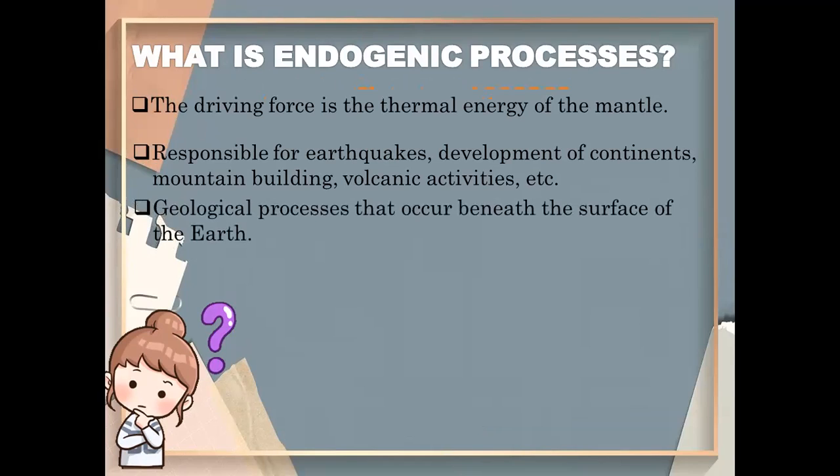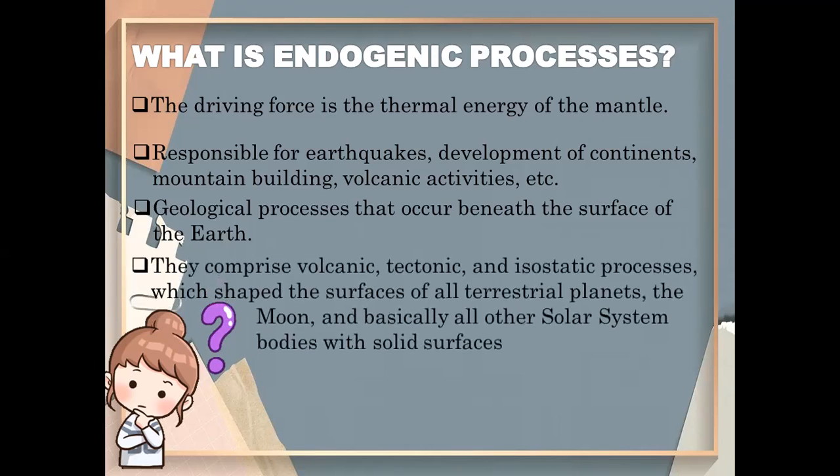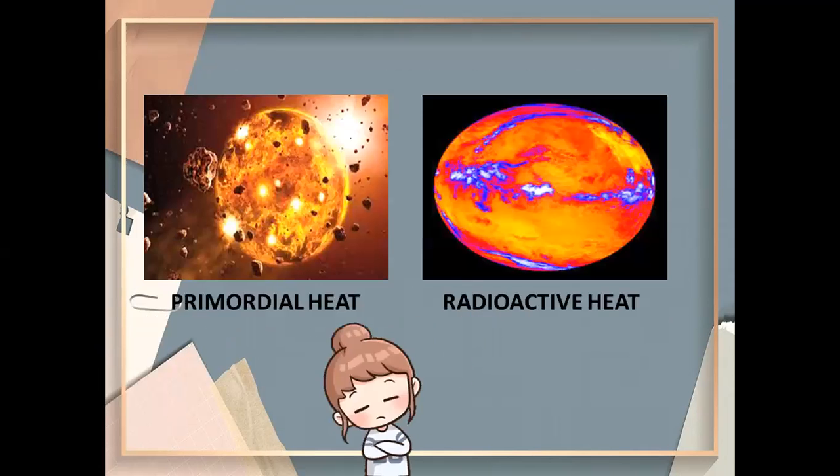Geological processes that occur beneath the surface of the Earth. They comprise volcanic, tectonic, and isostatic processes which shape the surface of all terrestrial planets, the moon, and basically all other solar system bodies with solid surfaces.